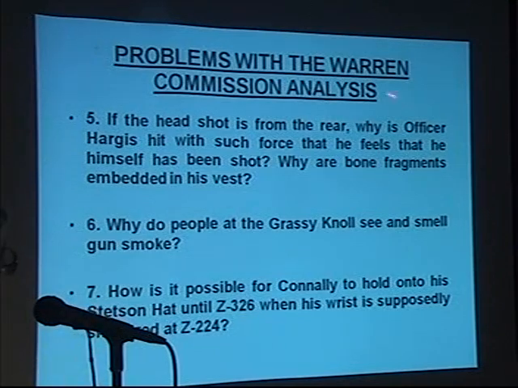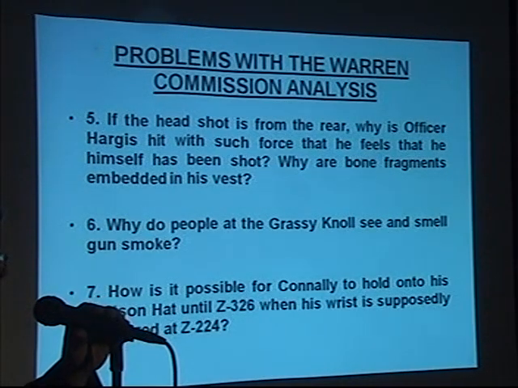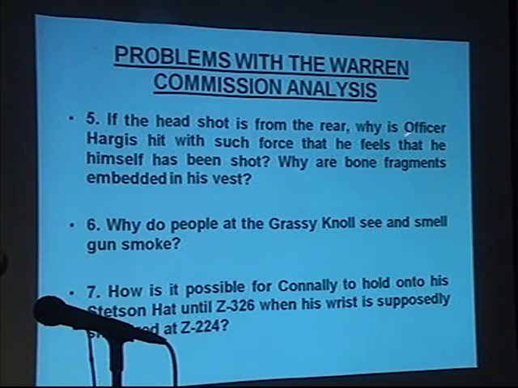If the headshot is from the rear, why is Officer Hargis hit with such force? He's the motorcycle policeman riding left and behind Kennedy. Why are there fragments of bone embedded in his vest? And the obvious answer is that Kennedy was shot from the front and right. People at the grassy knoll see and smell gun smoke.